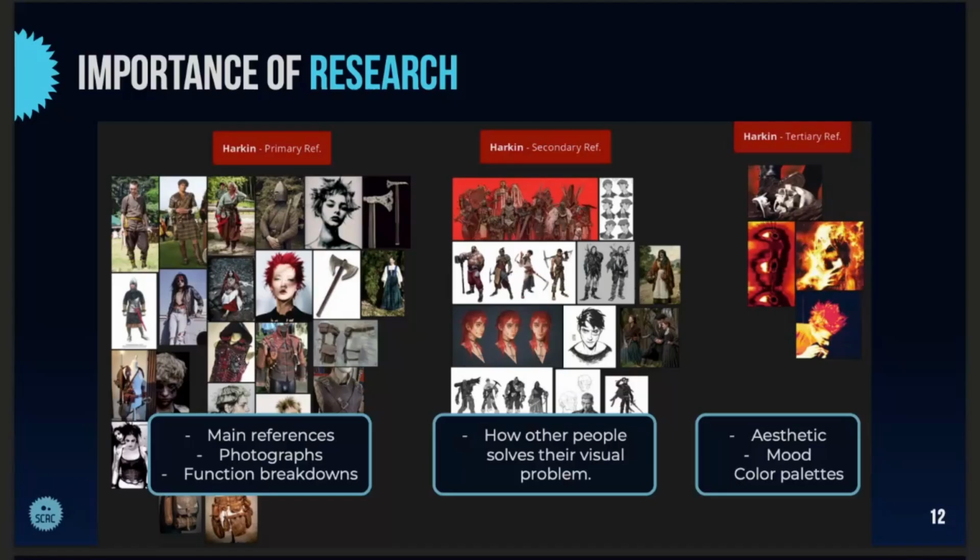And your secondary reference is then your style reference, for example, if I'm designing a creature that is half horse, half person, like a centaur, and I want to know how other artists solve this visual problem.